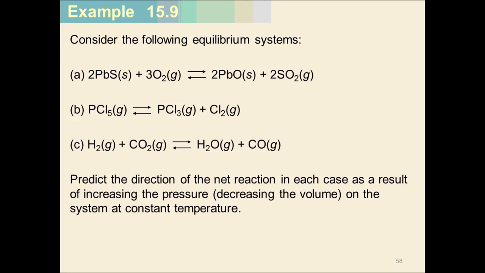So on slide 58, let's consider these three reactions, whereby you're going to react in A, some lead-2 sulfide with oxygen to give us our lead-2 oxide and SO2. B, PCl5 gas giving us PCl3 gas and chlorine gas. And C, we have hydrogen and carbon dioxide to give us water and carbon monoxide. Your job is to predict the direction of the net reaction in each case as a result of increasing the pressure, which, as we know, if P is up, Boyle's law says V is down. So what would happen with our equilibrium?